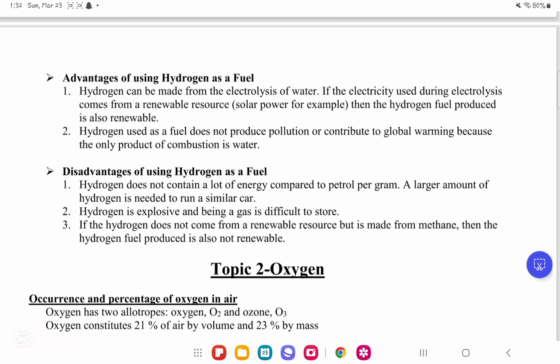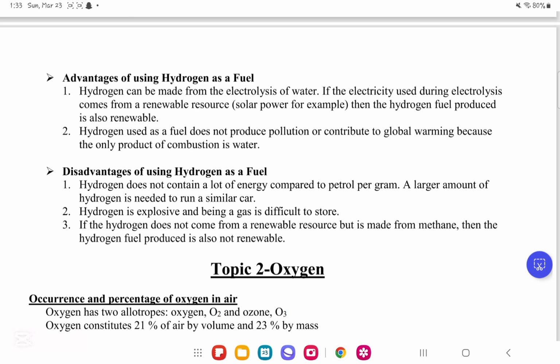Hydrogen can be made from the electrolysis of water. If the electricity used during electrolysis comes from a renewable resource, solar power for example, then the hydrogen fuel produced is also renewable. Hydrogen used as a fuel does not produce pollution or contribute to global warming because the only product of combustion is water. So these are some advantages of having hydrogen as a fuel.